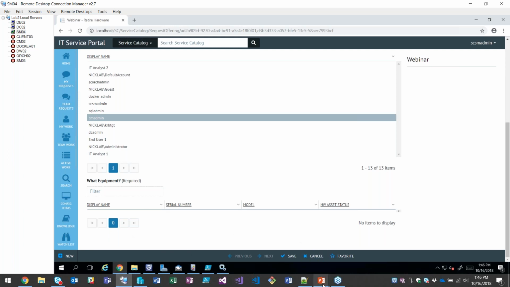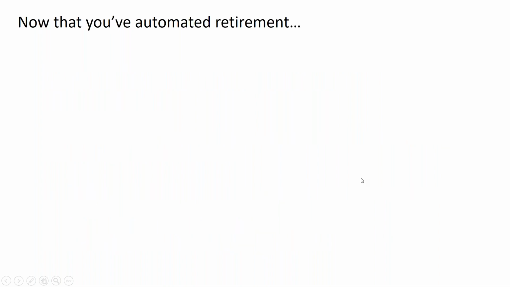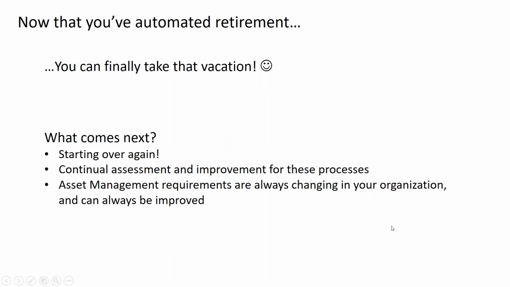Okay, so back here. We've gone through all this. The analyst submitted the request, the script ran and changed the necessary fields, and then that notification was still sent. So now that you've automated retirement, you can finally take that vacation, everyone's dream. And what comes next? When you get back from vacation, or maybe the entire time you're on vacation, you'll just think about work, of course. Hopefully not. But when you get back, you're starting over again.